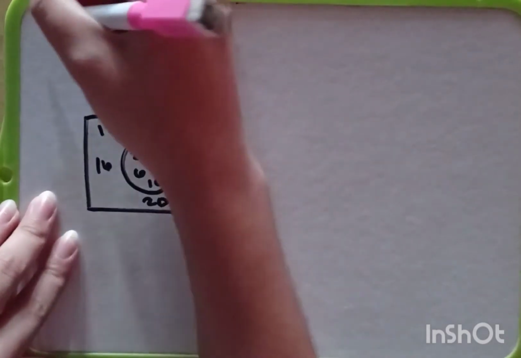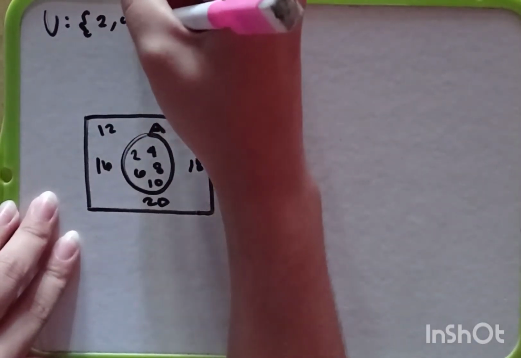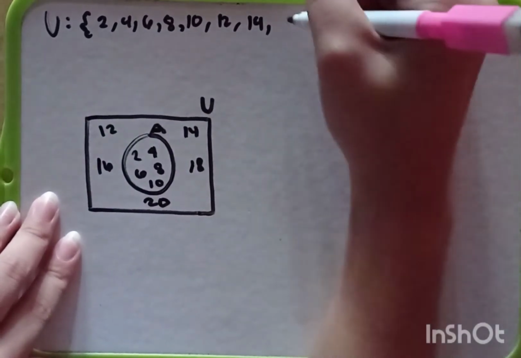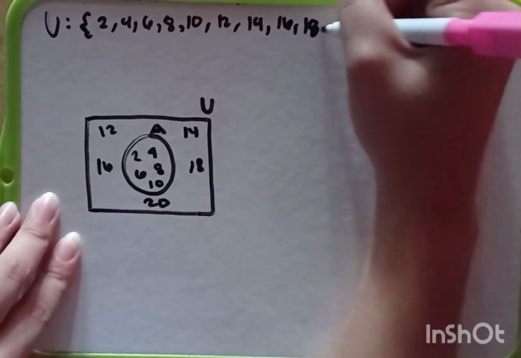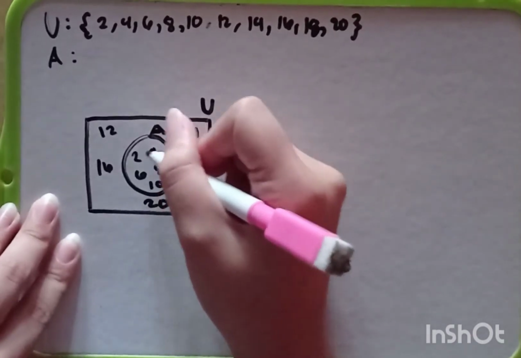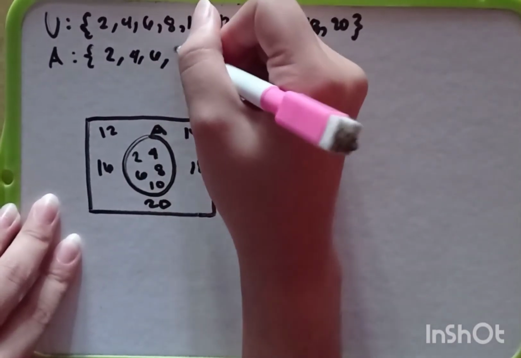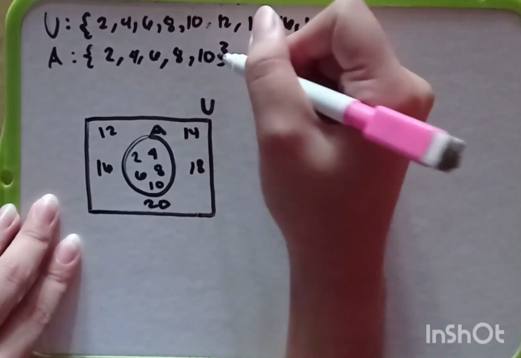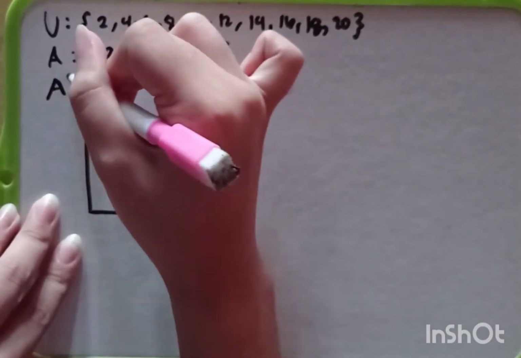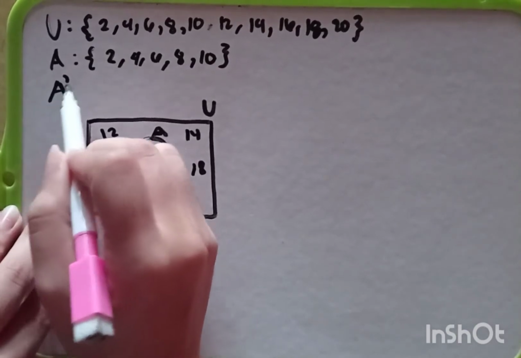Now let us write this. The universal set contains 2, 4, 6, 8, 10, 12, 14, 16, 18, and 20. And our set A contains the first 5 even numbers: 2, 4, 6, 8, 10. And to find the complement of set A, again, this is how we denote the complement of set A, A apostrophe.